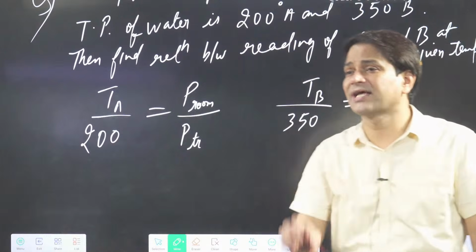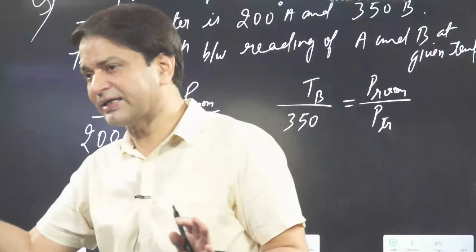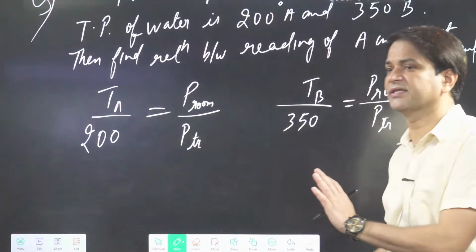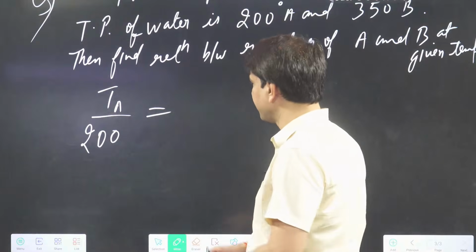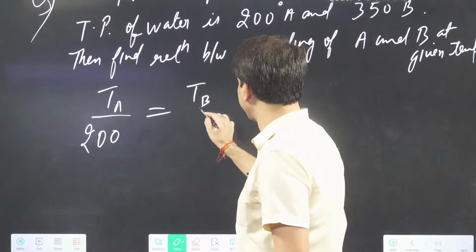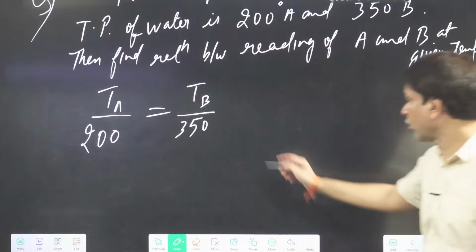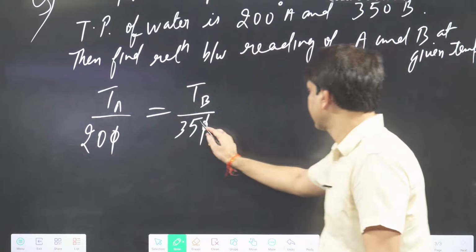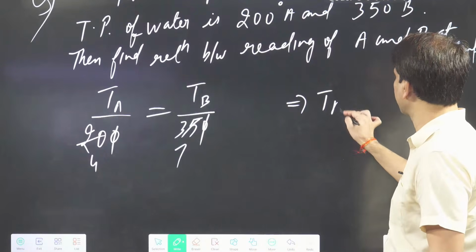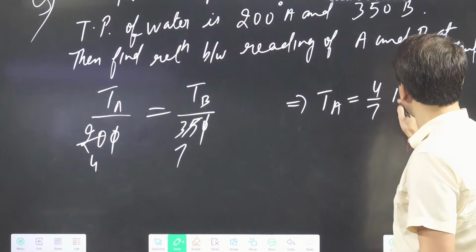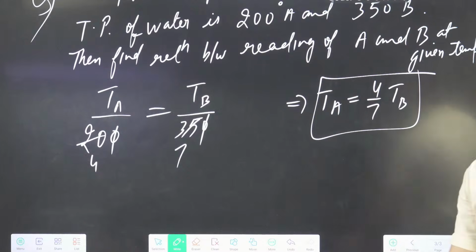So I just took the example of the room. Whatever the temperature you are measuring, the right hand side will be the same. It means I can directly say TA by 200 is equal to what? TB by 350. Now from this what do you get? The 0s cancel out, the 7s and 5s remain, and 4s. So then what you got? TA is equal to 4 by 7 times TB.